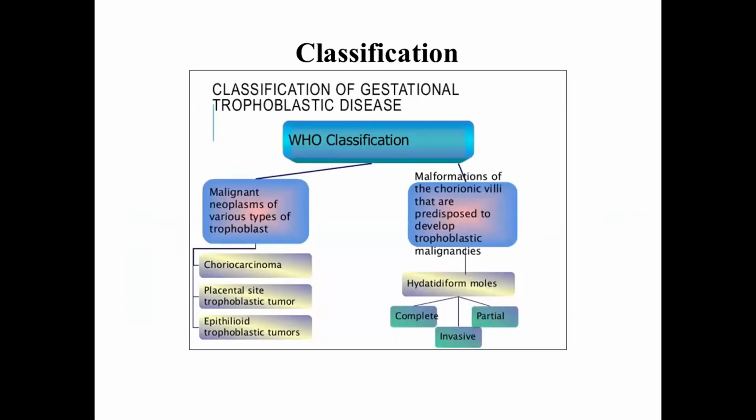Now, the classification as laid down by the WHO may be classified into broadly two categories. First is the malignant neoplasm of various types of trophoblasts that includes choriocarcinoma, placental site trophoblastic tumor, and epithelioid trophoblastic tumor, or ETT. And the second one is the malformations of the chorionic villi that are predisposed to develop trophoblastic malignancies, most commonly known as hydatidiform moles or H mole. And it can be divided into the partial H mole, complete H mole, or the invasive H mole.